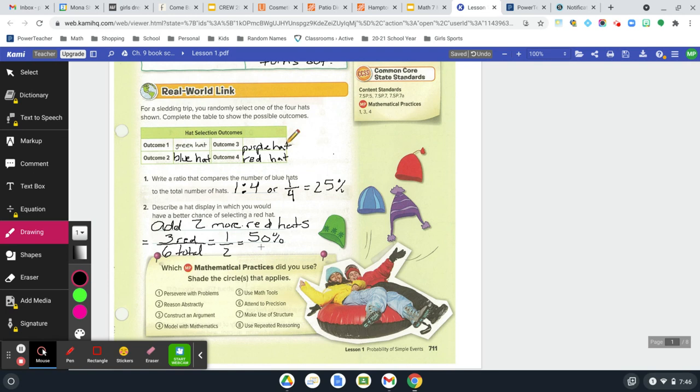So it says, just describe a hat display. I just showed you this one. You could have talked about just adding 1 more red hat. That's fine. Then you would have had 2 out of 5. You could have talked about adding 3 more red hats, which would have given you 4 out of 6, and so on. There's no right or wrong here. You could have added as many as you wanted to show you have a better chance of getting that red hat when you select it.